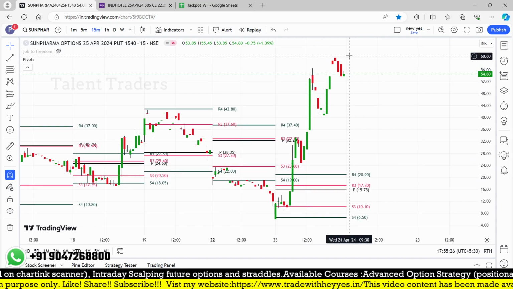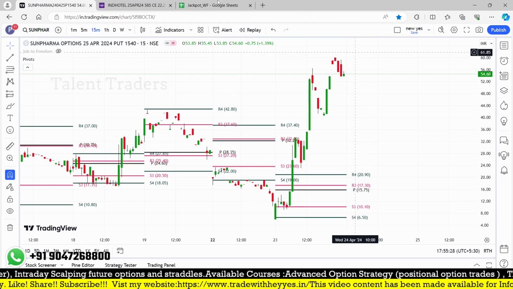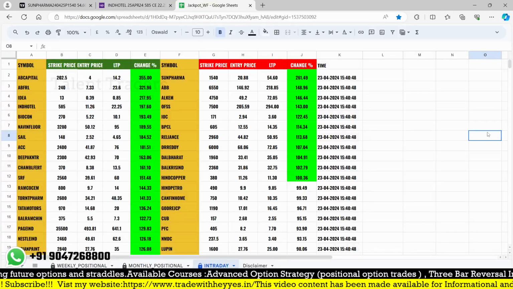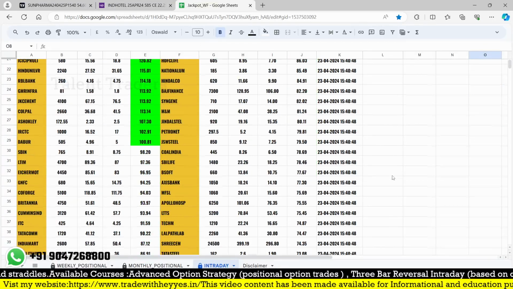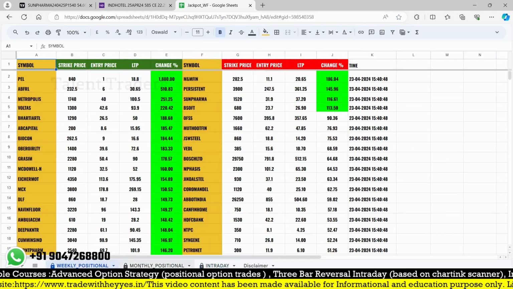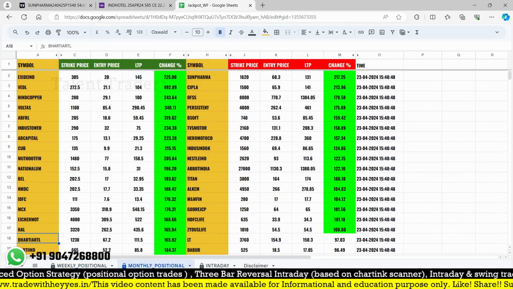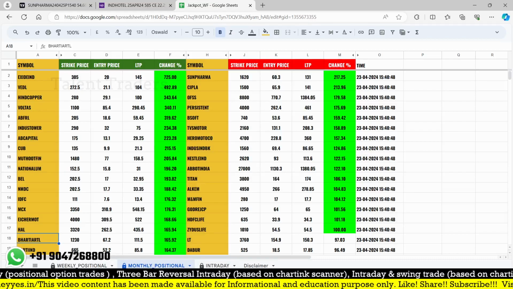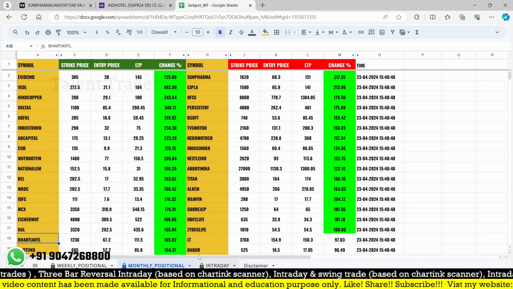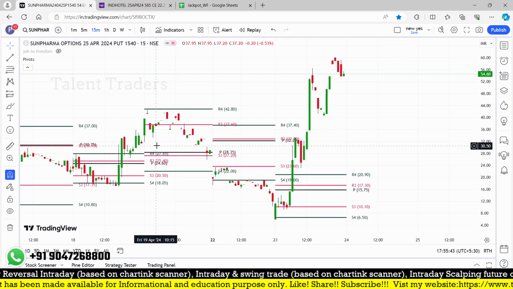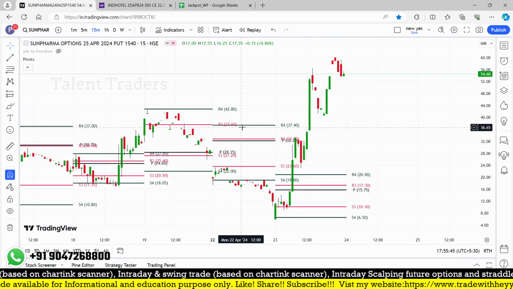I hope you understood the concepts of how we are using this, and this Google Sheet is the scanner. You may find your stocks based on the scanner. The weekly and monthly positional sheets work based on my positional strategy, and the intraday sheet works based on the Camarilla R4 breakout. I hope you understood how to add this Camarilla pivot point on TradingView.